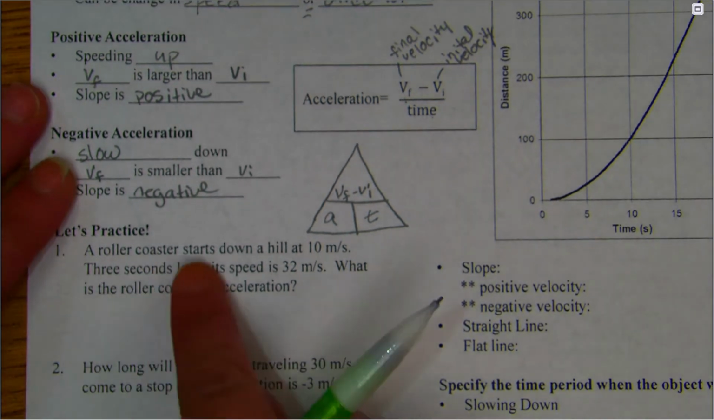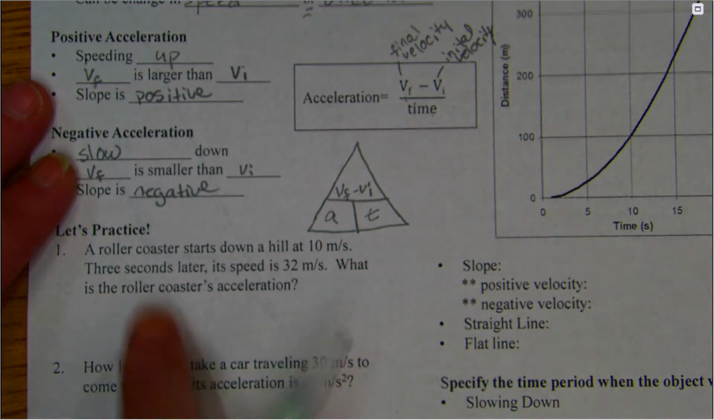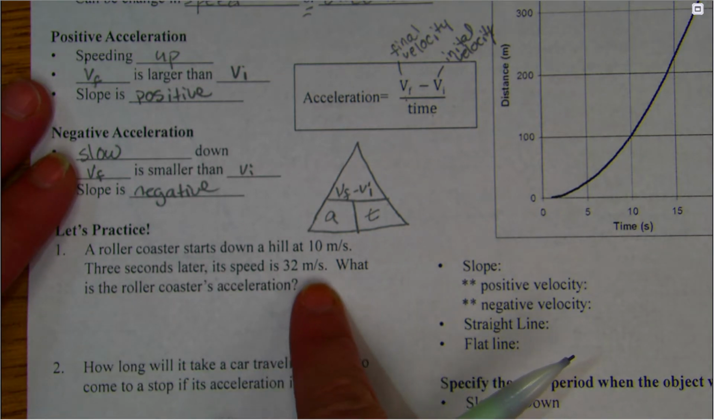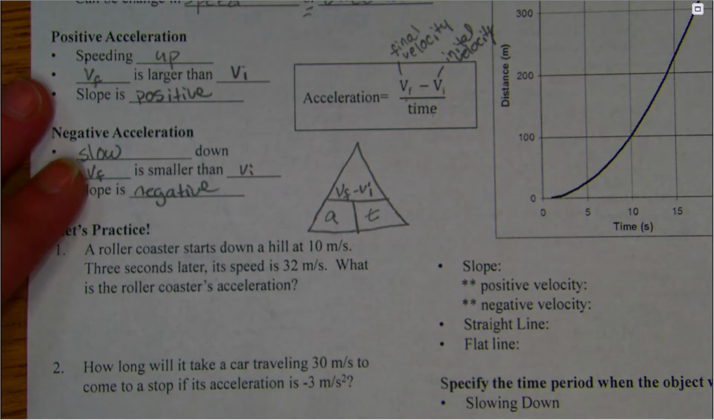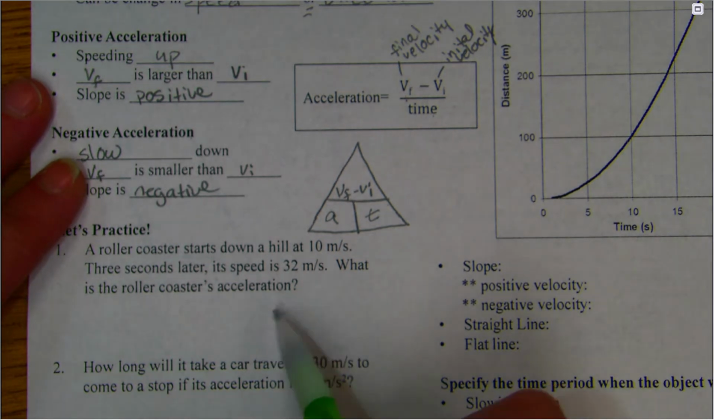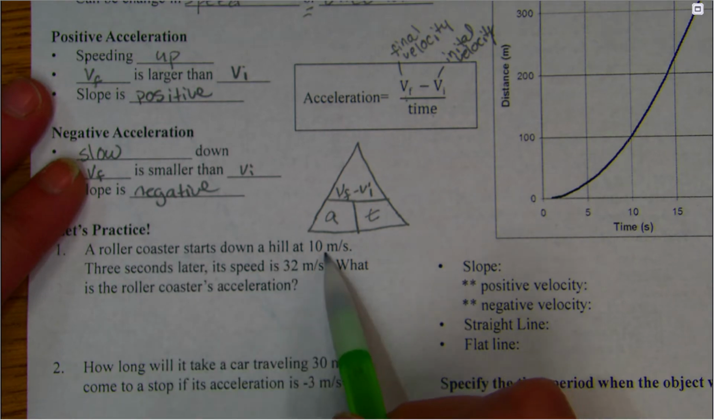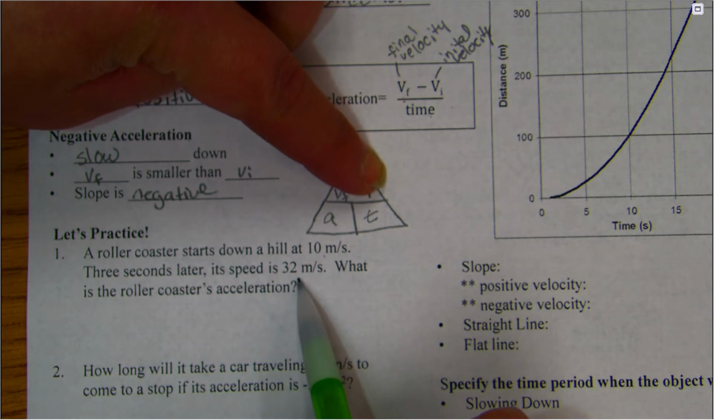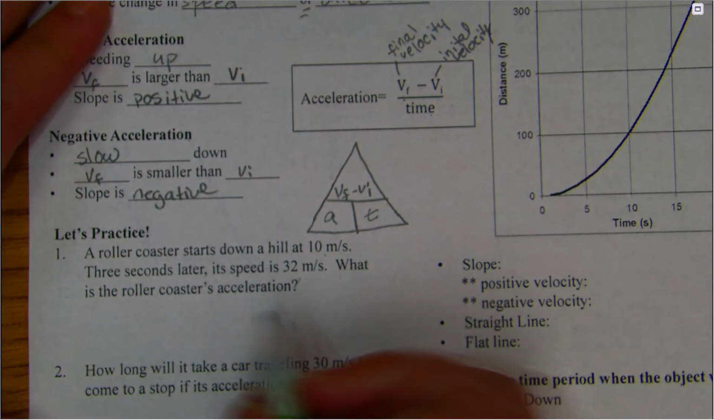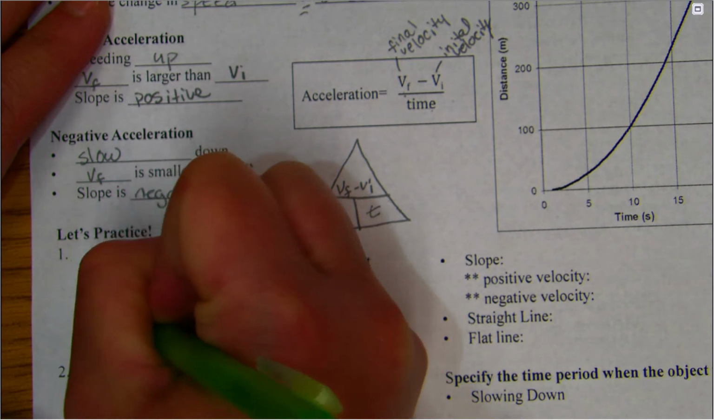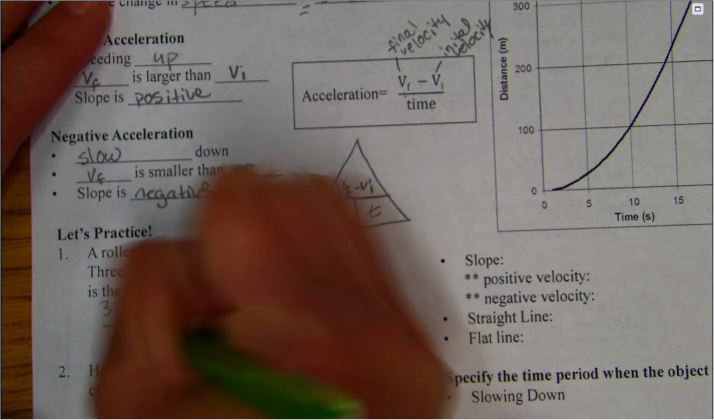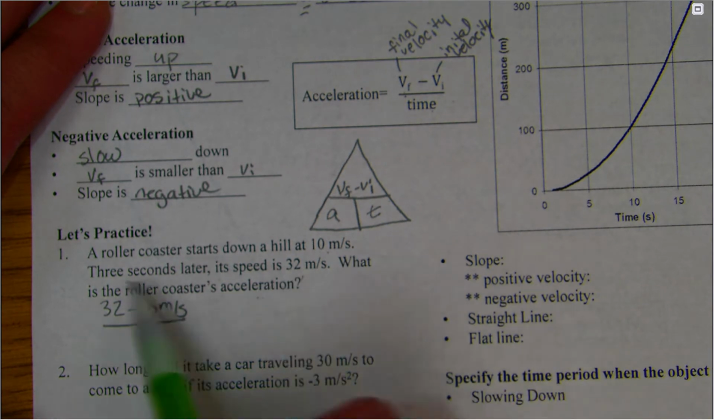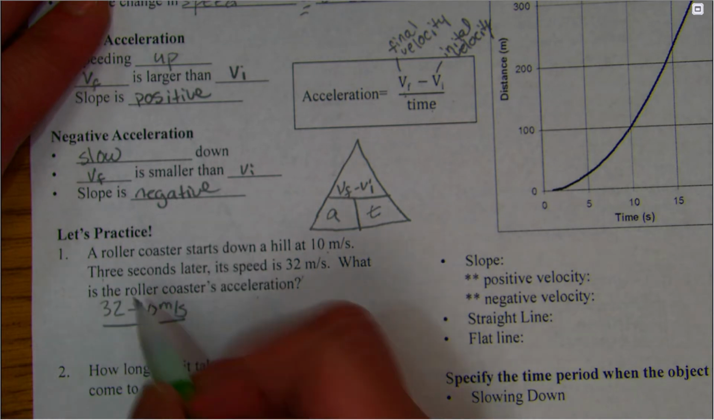A roller coaster starts down a hill at 10 meters per second. 3 seconds later, its speed is 32 meters per second. What is the roller coaster's acceleration? So if it starts at 10, that is the initial velocity. If it ends at 32, that is the final velocity. So 32 minus 10 meters per second divided by time, and the time here is 3 seconds.